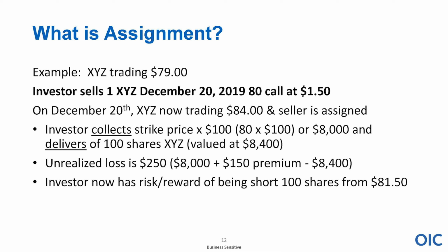But in this particular case, we're approaching expiration Friday, and I sold the 80 strike price call and collected $1.50, and the stock is up at $84. And if I do nothing, I would be assigned. What would happen there is that I collected the $1.50, but I have to deliver the underlying shares, don't I? So it says here the unrealized loss is $250.